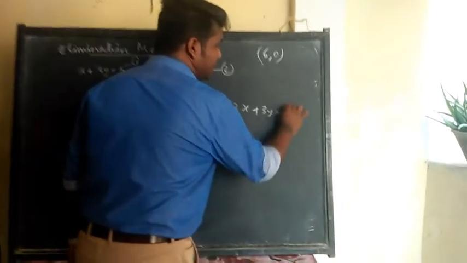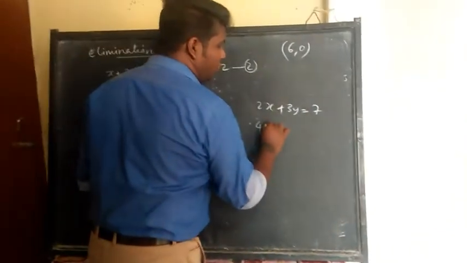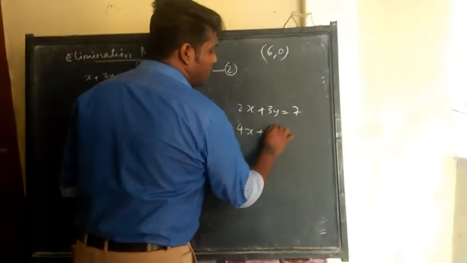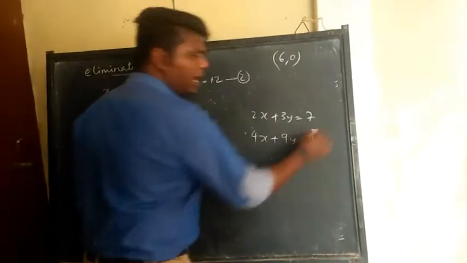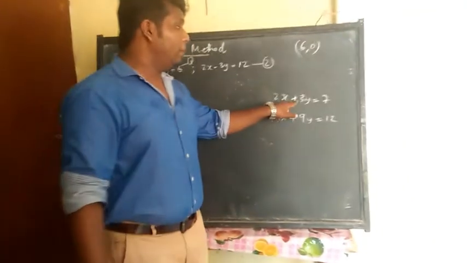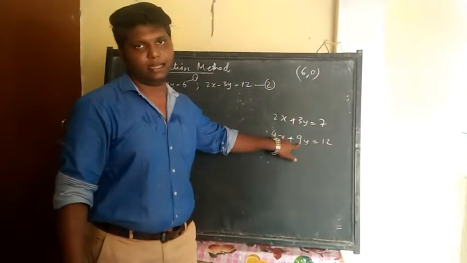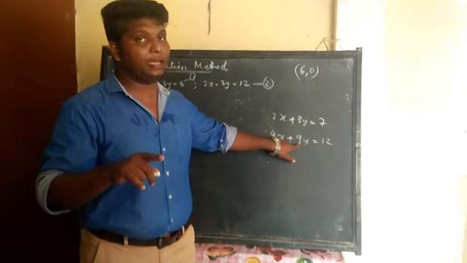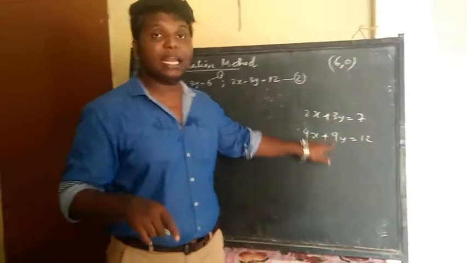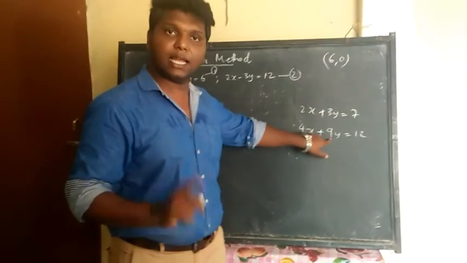एलसीएम निकालने के बाद वो दोनों इक्वेशंस को उसी एलसीएम में, यानी कि देखिए, एक इक्वेशन है 2x plus 3y is equal to 7. Another equation 4x plus 9y is equal to 12. If you want to make the y value similar, here it is 3 and here it is 9, and the LCM of 3 and 9 is 9. So दोनों का 9 में ले आना है.